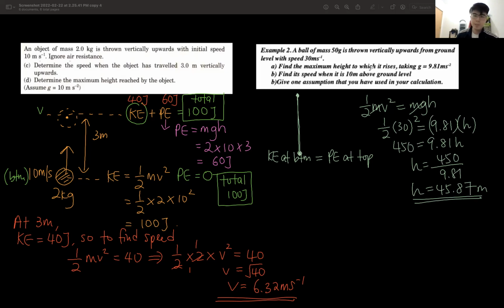Okay, B, find the speed when it is 10 meter above ground level. B is very similar to your first question. Find the speed when it is 10 meter above. 10 meter, not the maximum point. The maximum point is 45. So this is only a quarter of it. That means it's going to have PE plus KE.